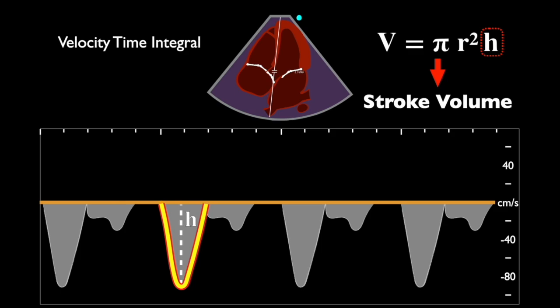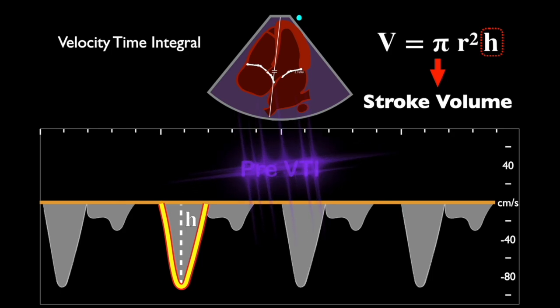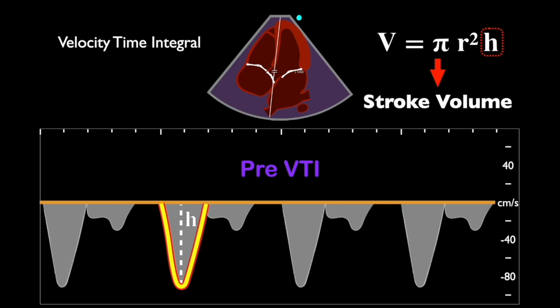You'll hit freeze on your machine, and you're going to measure the height of this upside down triangle, and this is the height needed to calculate the stroke volume. So we need to do the entire thing, not just a peak velocity, but we're going to measure that entire thing to calculate the stroke volume. And we're going to use our machine to do this. This is going to be our velocity time integral, but this is going to be our pre-intervention calculation. And so we can then intervene.